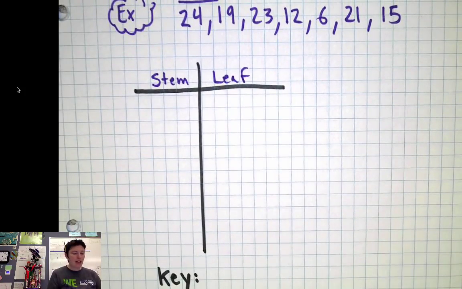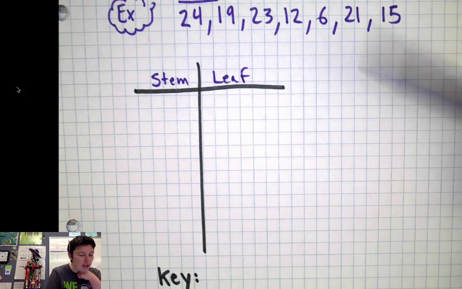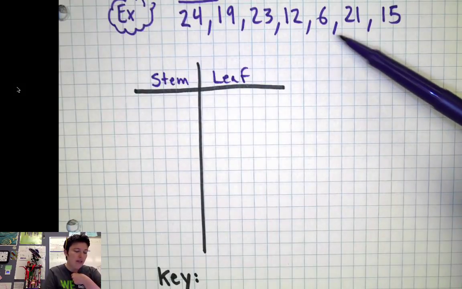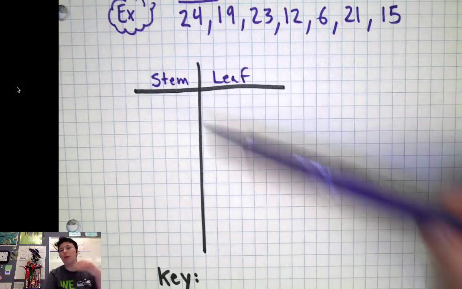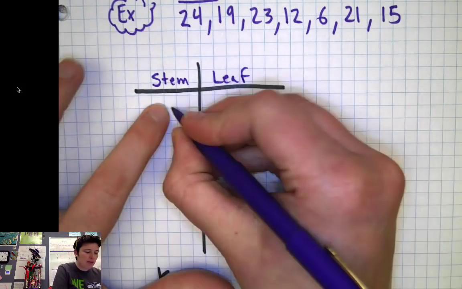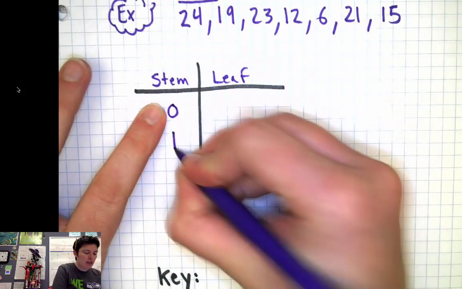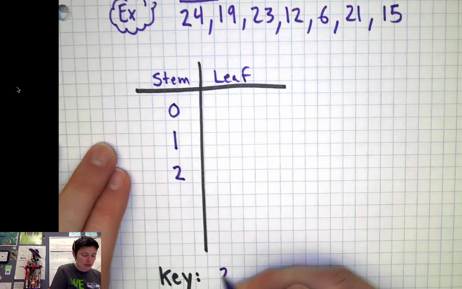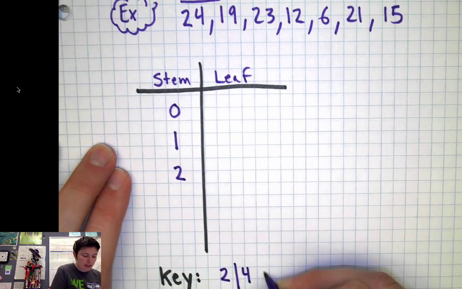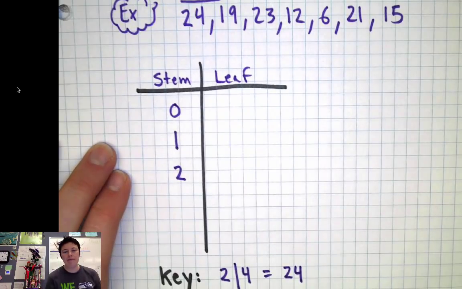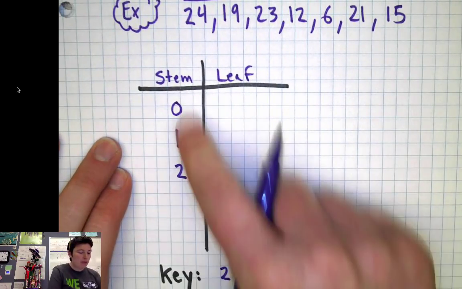With my numbers, it helps me to look at the lowest and the highest numbers first. So the smallest value I see is 6. And the highest value I think I see is the 24. So we don't have a big range, 6 to 24. So for my stem, I'm going to start with 0. I'm going to go 1 and 2. And that's it. My key is going to say that if I have 2|4, that represents the age or the data point 24.